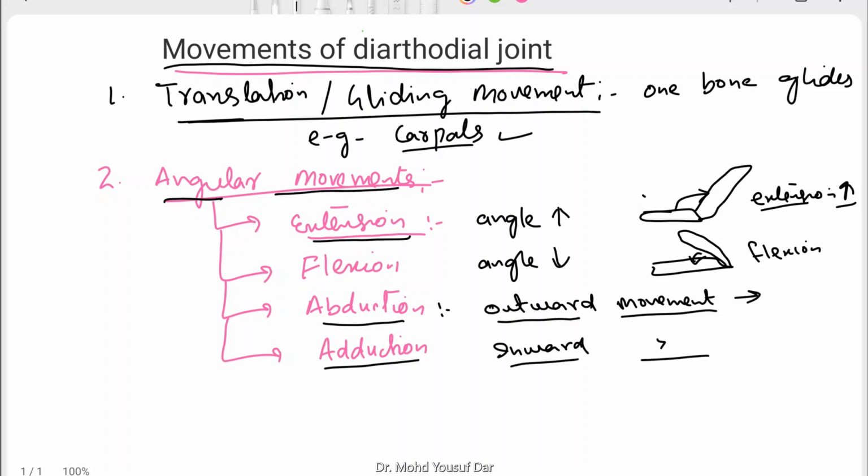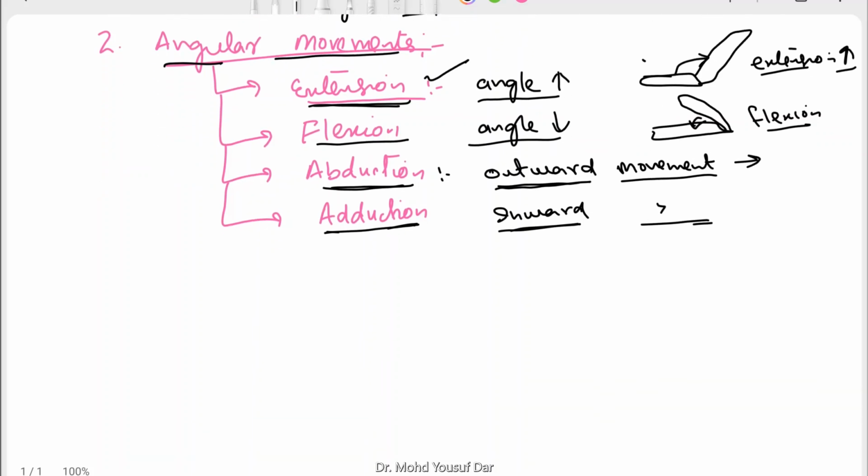So in the angular movement, we have extension, flexion, abduction and adduction. Extension, when the angle between the two bones increases. And when the angle between the two bones decreases, that's called flexion. And when there is an outward movement of one segment from the central axis, it is called abduction, and inward movement of one segment toward the central axis is called adduction.